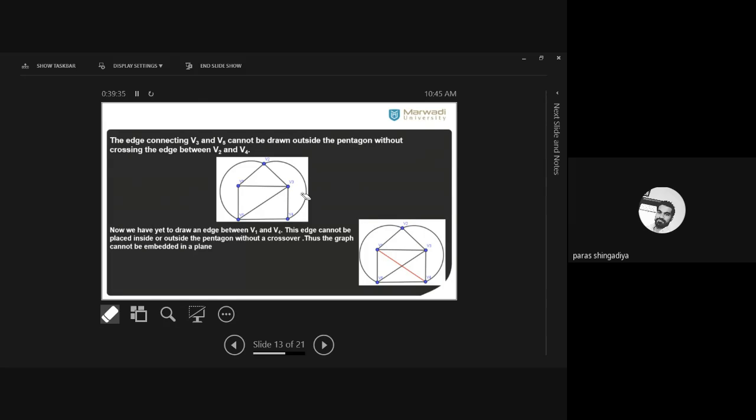This is the process of embedding. Consider 5 vertices, then start connecting them to see whether we can make this graph without crossover or not. It's not possible in any case. No modification makes this situation planar. So this graph cannot be embedded in the plane. It means we cannot make this graph without crossing the edges. Is it clear?